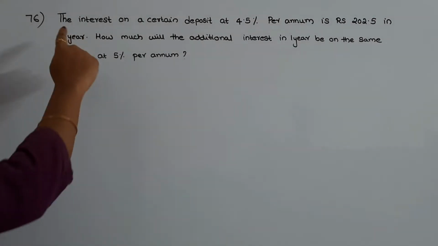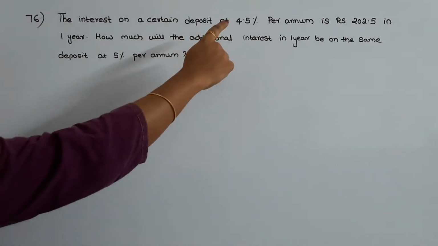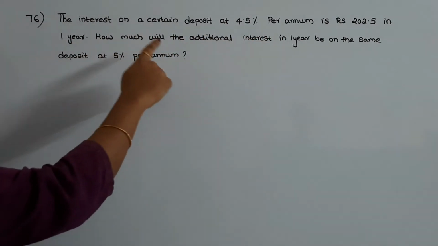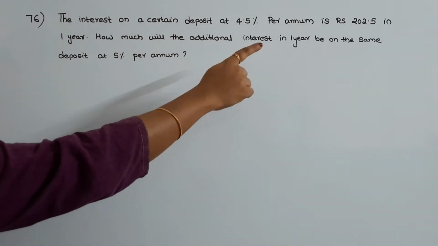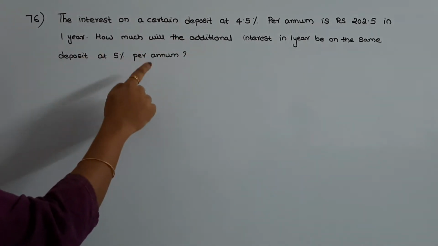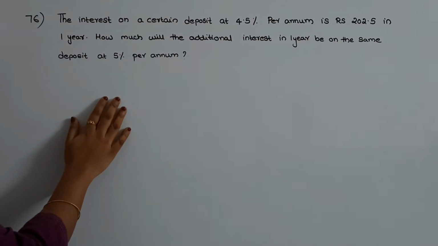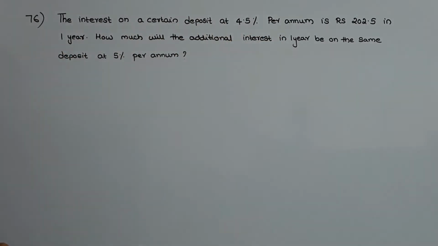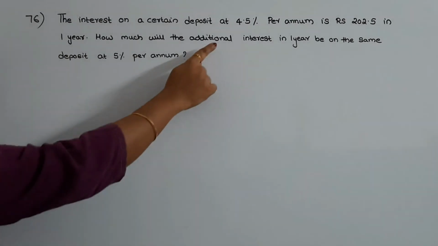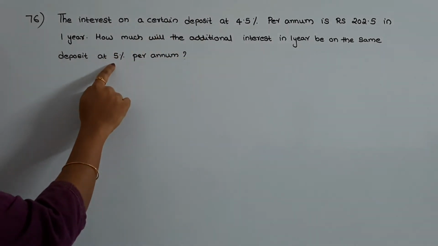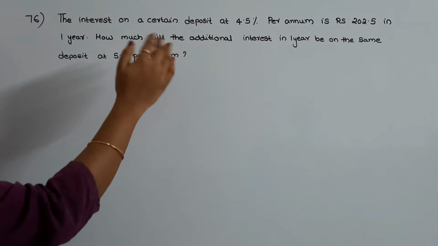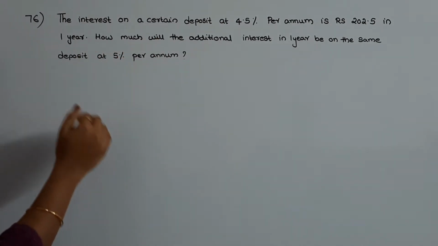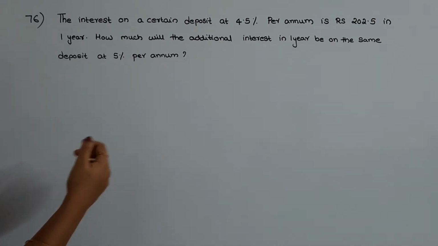76th question is, the interest on a certain deposit at 4.5% per annum is rupees 202.5 in 1 year. How much will the additional interest in 1 year be on the same deposit at 5% per annum? So in this question, they have given the interest for 1 year when the rate of interest is 4.5%. We need to find out the additional interest when the rate of interest is 5% and for the same principal value. In the question, the principal value is not given. So first we need to find out what is the principal.